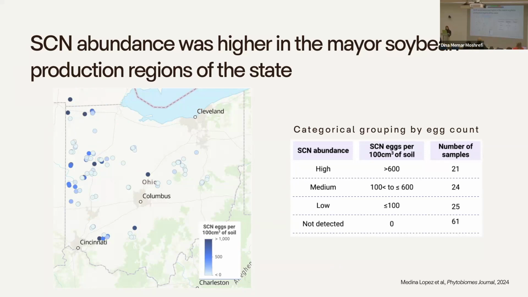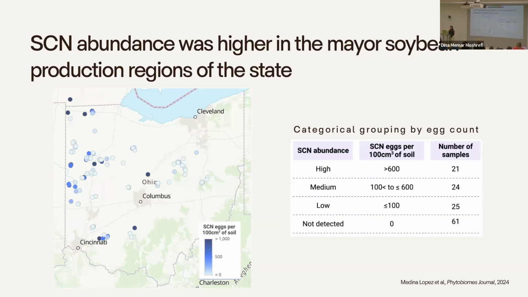And one of the reasons for this is that that is just the general area where we produce most soybean in the state. And as with any plant pathogen, the more that you plant a susceptible host within a field, the more you accumulate that pathogen. As these growers have been continuously planting soybean in that field, the abundance of the nematode goes higher if the nematode is left unmanaged.